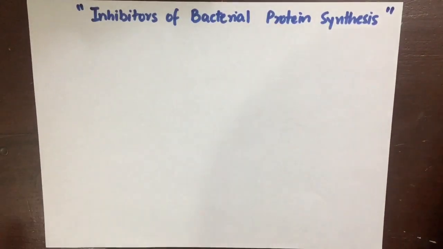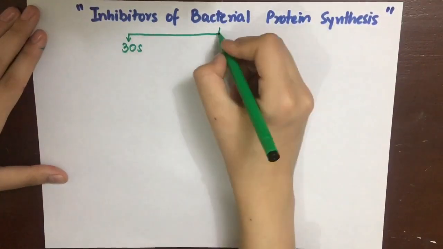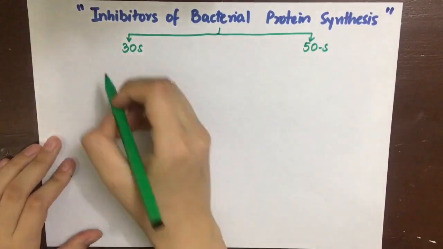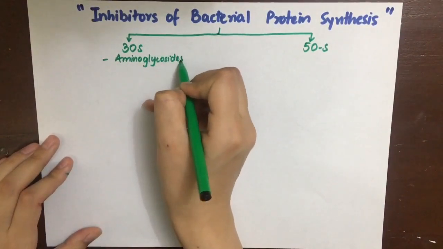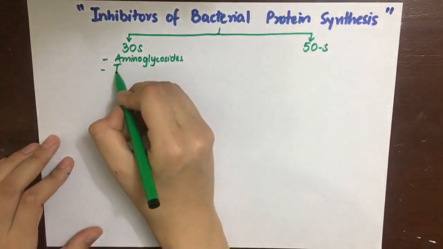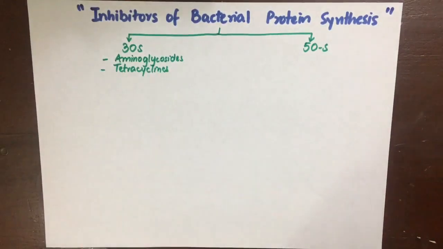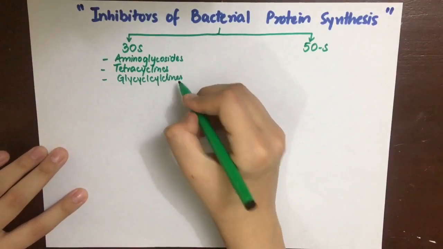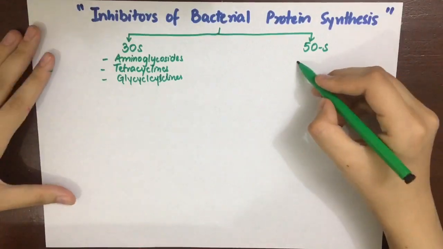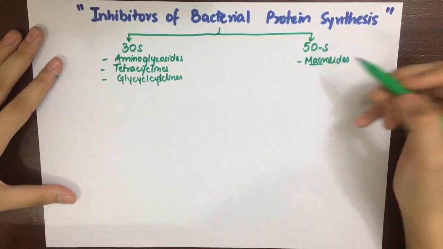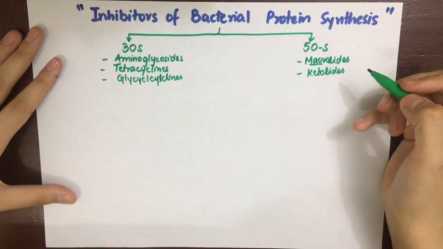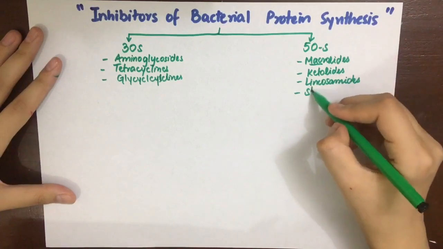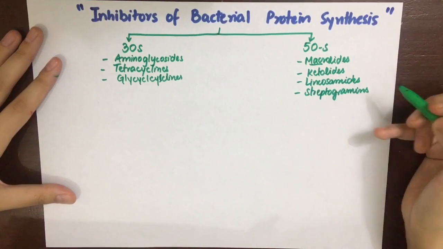Now that we are done with the inhibitors of cell wall synthesis, we'll see the antibiotics that deal with bacterial protein synthesis. We know that protein synthesis occurs in the ribosomes, and ribosomes are made up of 30S and 50S subunits in the bacteria. So here we have two targets. The antibiotics that act on the 30S ribosome to inhibit bacterial protein synthesis are aminoglycosides, tetracyclines, and glycylcyclines, while the antibiotics that act on the 50S ribosomes are macrolides, ketolides, lincosamides, streptogramins, oxazolidinones, and amphenicols.